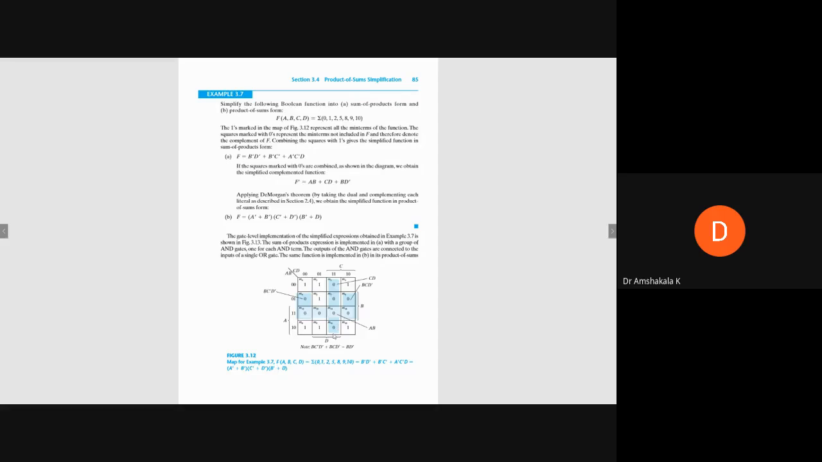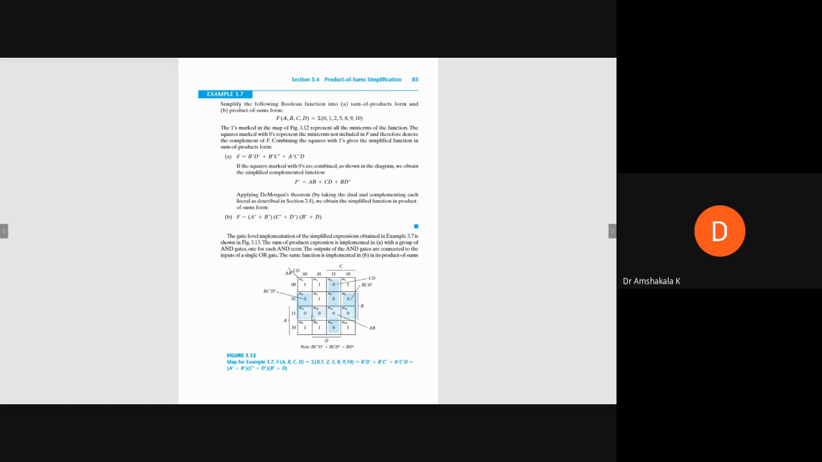Then coming to this row, row 1, I can group all the 4 zeros here into one group. The sum term for this group will be A dash plus B dash, because the literals A and B are taking value 1. So the sum term is A dash plus B dash.